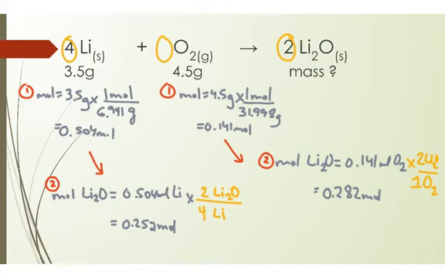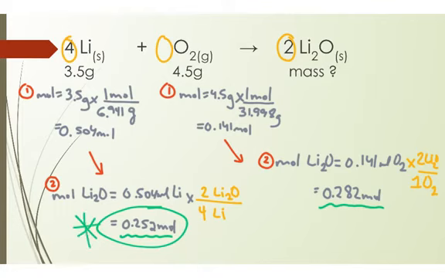So which moles is the least? That's going to trace back to our limiting reagent. We're going to compare 0.252 and 0.282. 0.252 is the smaller value. So this is the limiting reagent. And tracing it back, that means that value is from the lithium. So we can put an LR there. That means by default, oxygen is in the excess.